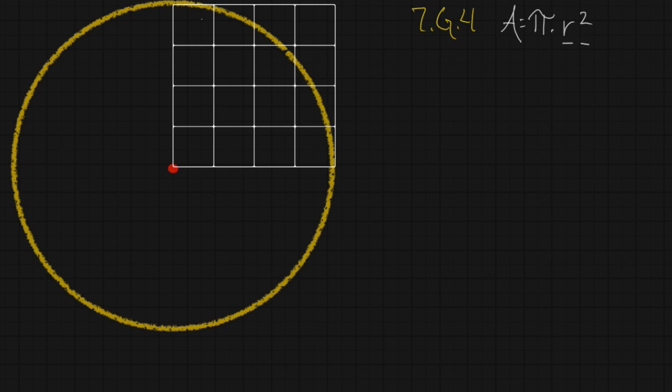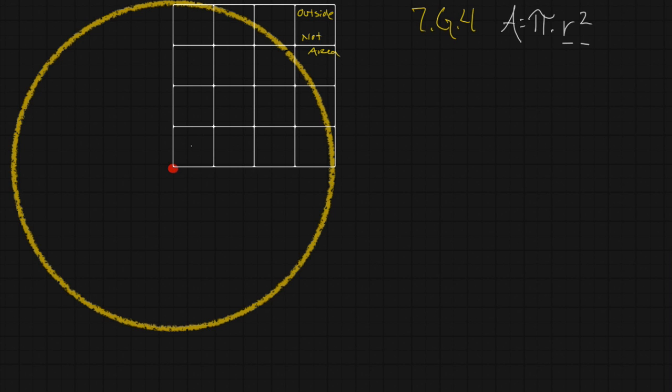One important thing to notice, though, is that all 16 of these square units are not inside the circle, right? Some of them are outside. This is not part of the area, right? Not area of a circle. So keep that in mind, right? Some of them are inside, some of them are outside. And what we're going to try and do is figure out of these 16 squares, how many are inside and how many are outside. So let's just start counting here.